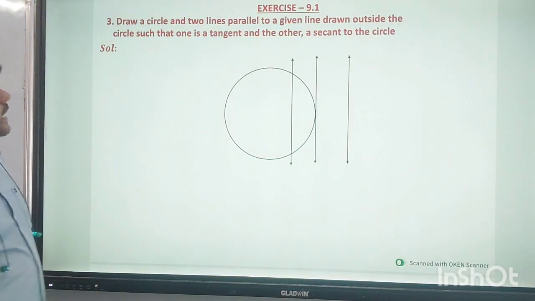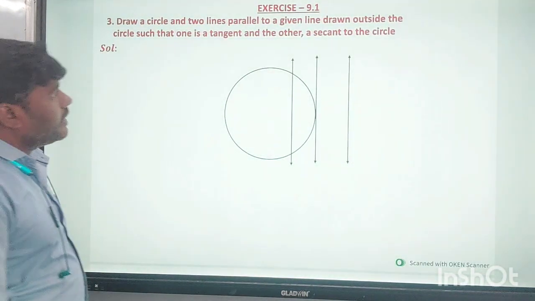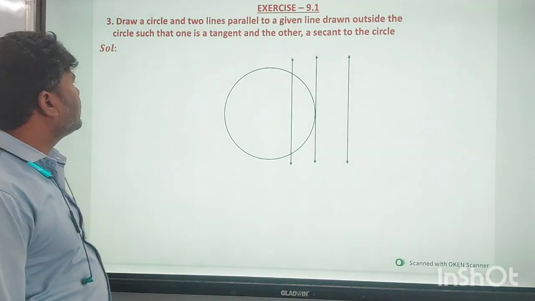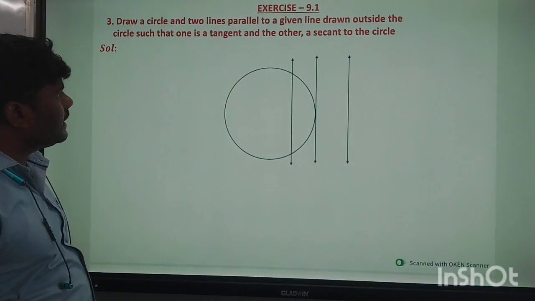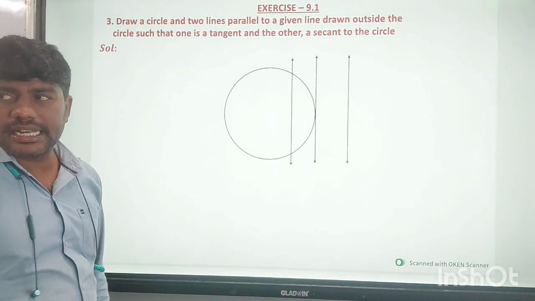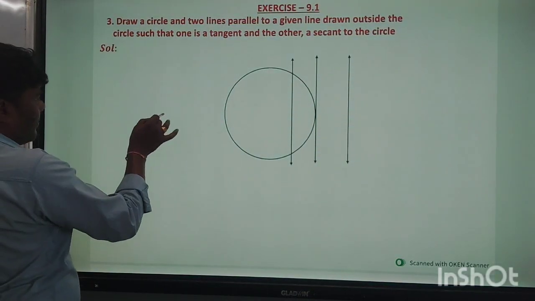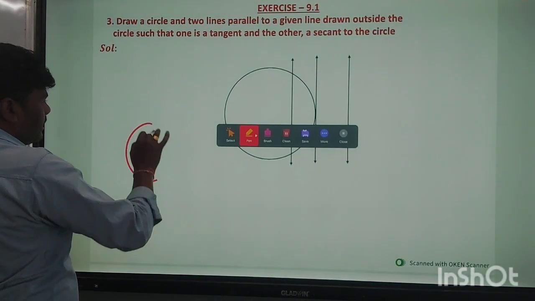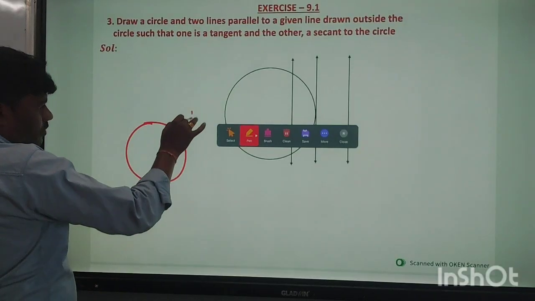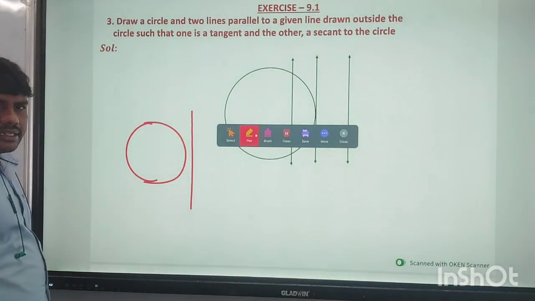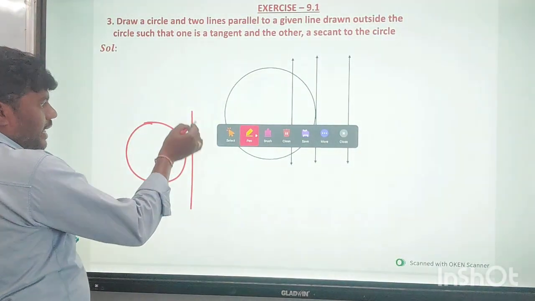Next one, draw a circle and two lines parallel to a given line. Draw them outside the circle such that one is a tangent and the other a secant to the circle. So here, one line is given, one circle. Suppose here is one line. So this parallel line should be drawn.